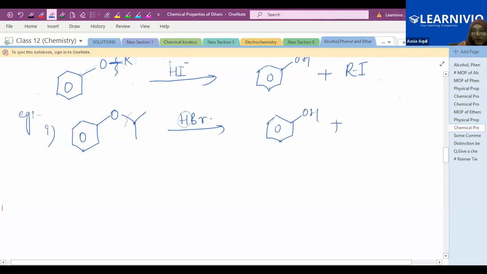1, 2, 3. On the second carbon you have to attach this. 1, 2. On the second carbon you have to attach the bromine. So that's the product.